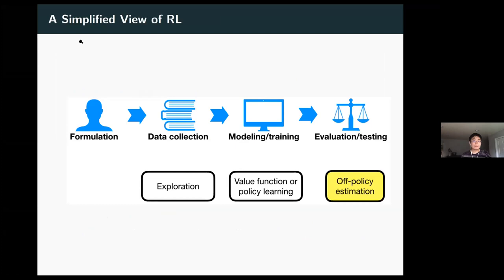To conclude the talk, let me go back to the previous simplified view of reinforcement learning, where we have data collection, training, and then testing. This talk focuses on the last part, the evaluation, but many of these techniques, especially the duality in RL and the dual-based techniques, can be extended to the model training part. And in fact, some of the talks next week may talk about some of these methods. And I think there's a lot of interesting things to be done in this space.